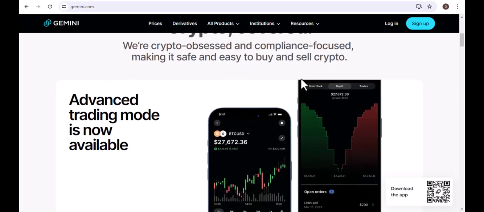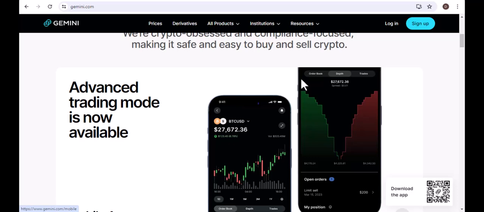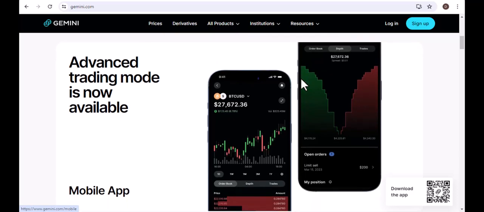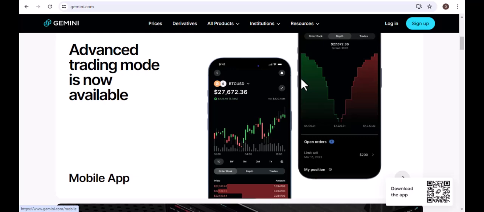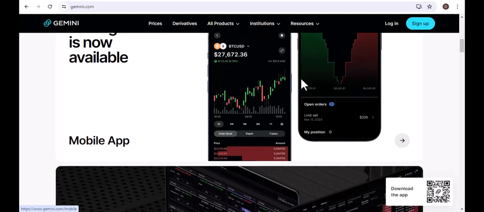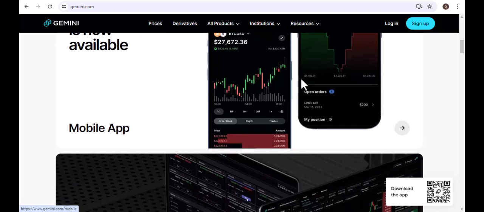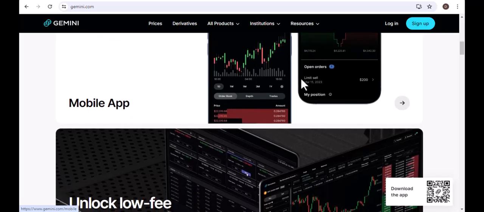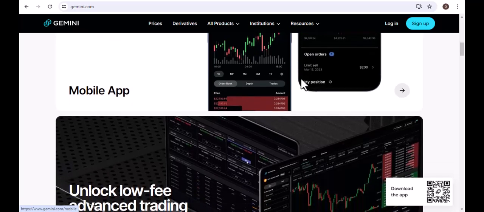Relative Strength Index, RSI. The RSI is a momentum oscillator that measures the speed and change of price movements. It oscillates between 0 and 100. Traditionally, an asset is considered overbought when the RSI is above 70 and oversold when it's below 30. This can help you identify potential reversal points.